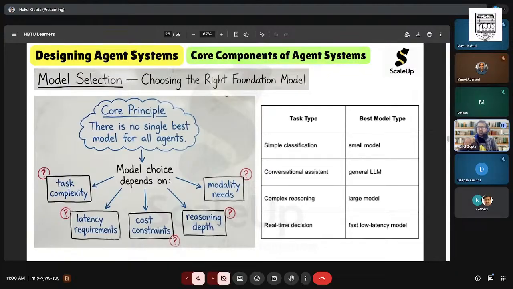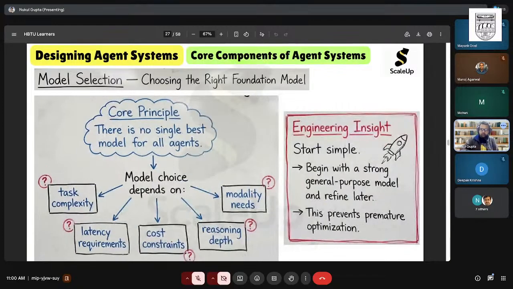For a conversational assistant, we have to use a generative AI framework. So we should go for a general large language model for conversational AI capabilities. For complex reasoning, definitely we should go for a large model like GPT. For real-time decisions, latency plays a very important role. So we should go for a fast, low latency model. So that's the idea. The engineering insight is: we should start simple.